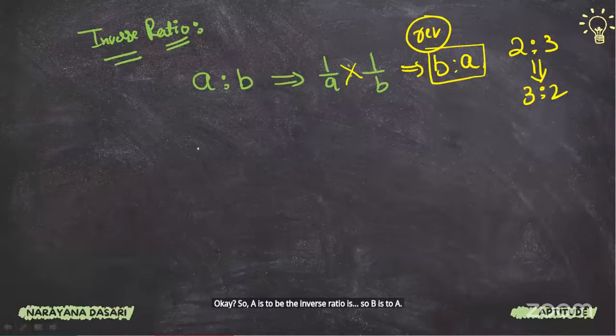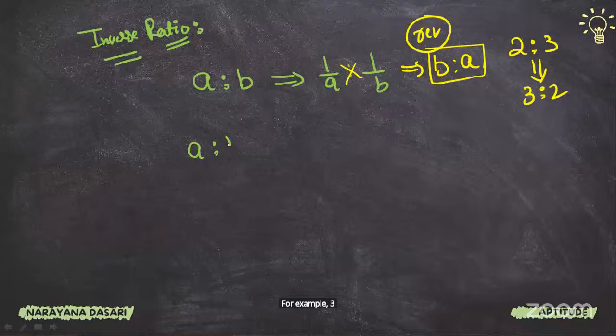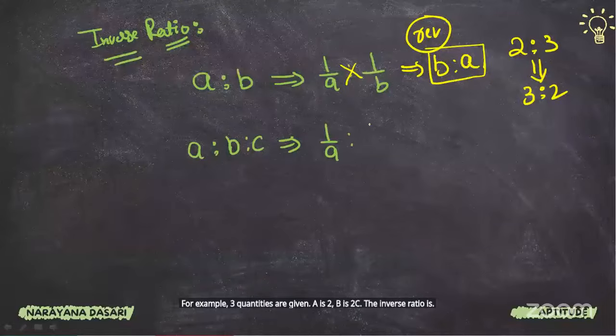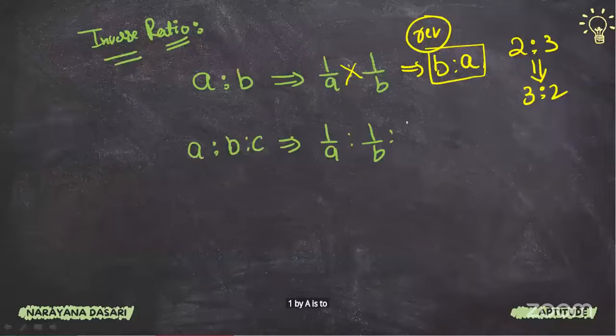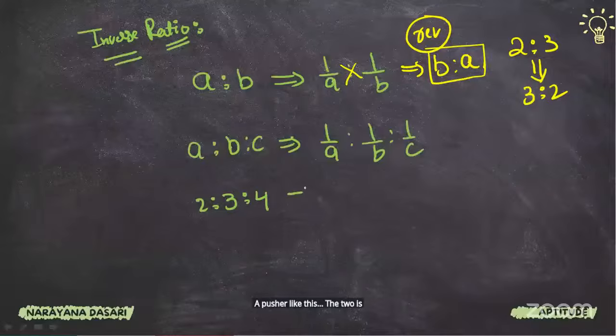For example, three quantities are given. A is to B is to C. The inverse ratio is 1 by A is to 1 by B is to 1 by C. For example, a question like this: 2 is to 3 is to 4. What is the inverse ratio?